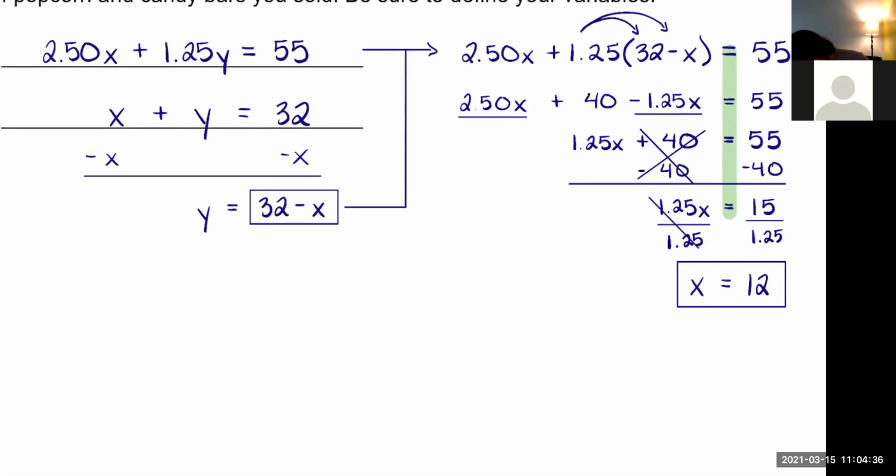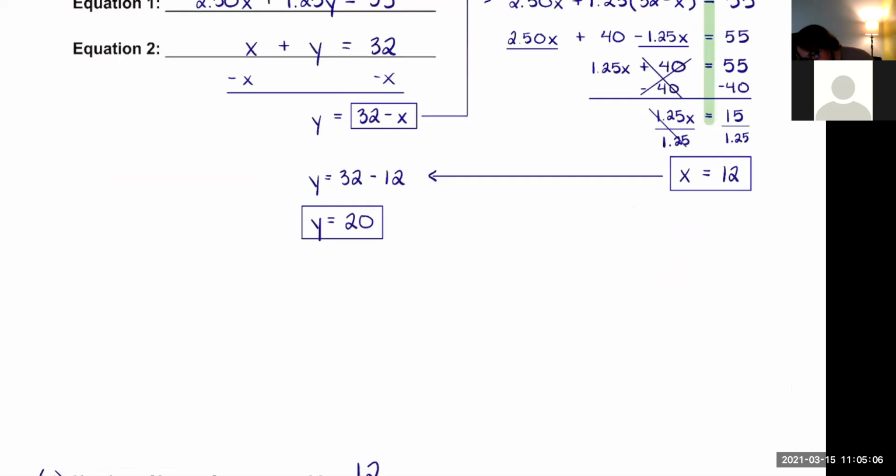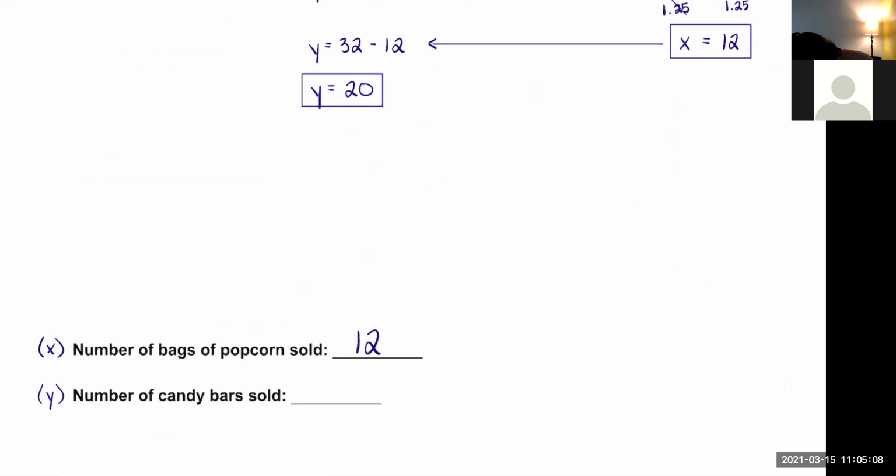Yeah, sure. I can bring this right over here and rewrite Y equals 32 minus X to say Y equals 32 minus my X, which is 12. What is 32 minus 12? 20. Which makes sense because 20 candy bars and 12 bags of popcorn would give me a total of 32 items.